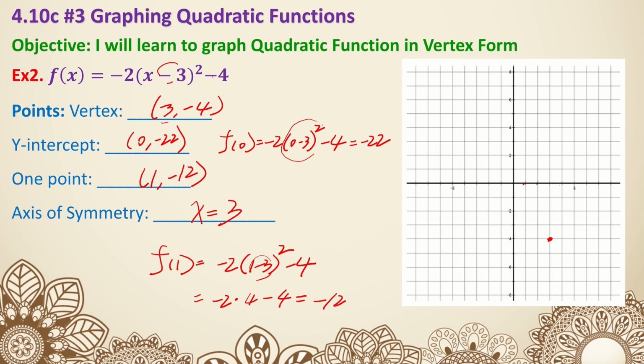So that's example 2, which is graphing from vertex form. So let me actually move that up. So after you plug it in, it's going to be f of 1 equals -12.